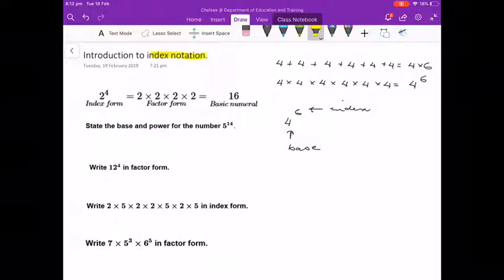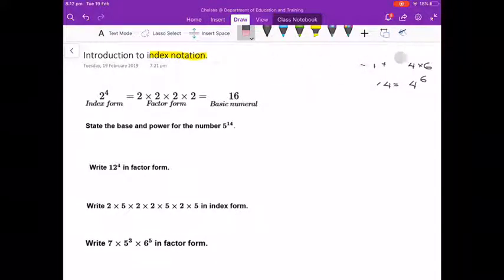Hence index notation. What that means though is it's the base, using that number, and it's multiplied by itself 6 times, or the number on the index. That's how those two pieces of mathematics are connected.